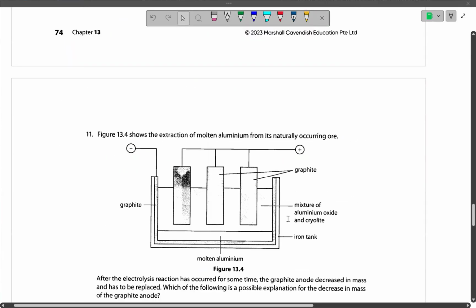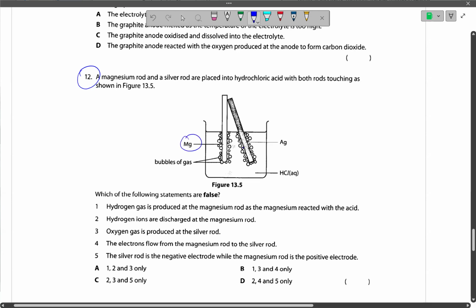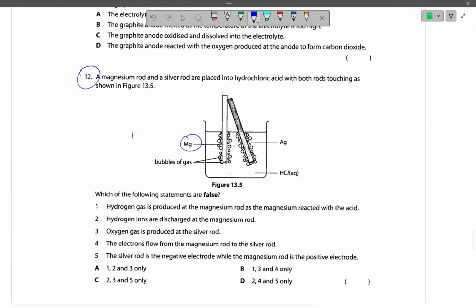This one. Have we done this? Not yet. This one looks familiar. This is a very, very common question actually. Now, when two metals are connected, whether they connect like that or through a wire, it doesn't matter. Basically, the more reactive metal will now form the ion. So I have magnesium forming magnesium ion plus 2 electrons.